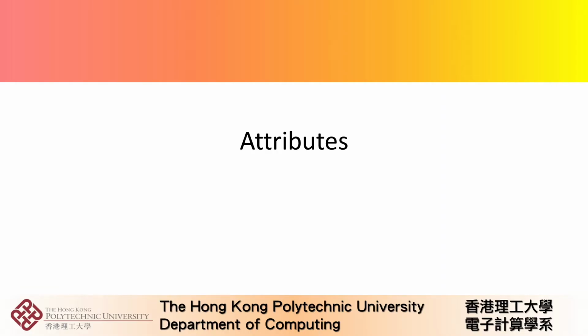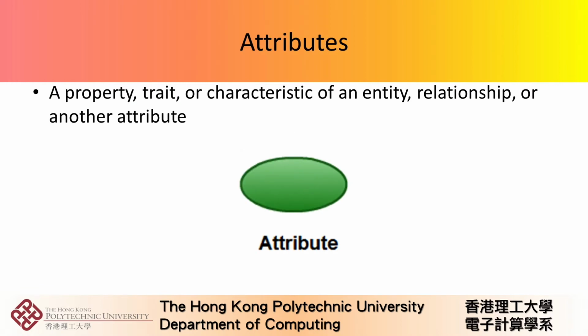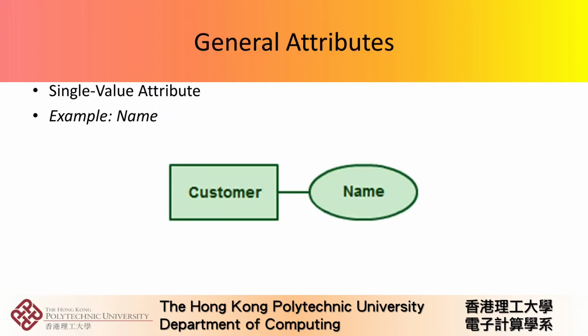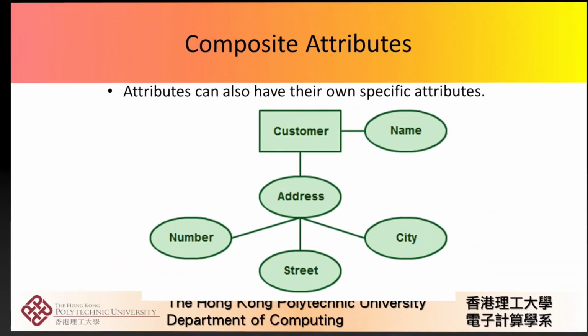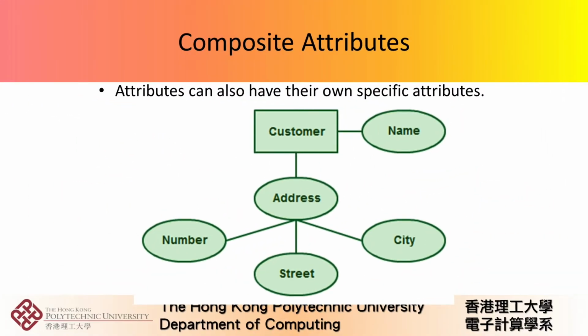Then attributes will be identified. Attribute is a property, trait, or characteristic of an entity, relationship, or another attribute. Attribute is represented by a circle. In general, attributes should be single-valued. For example, name is the attribute of the entity customer. Attribute can be composite. Attributes can also have their own specific attributes. In this example, number, street, and city are the attributes of the attribute address, and address is the attribute of the entity customer.